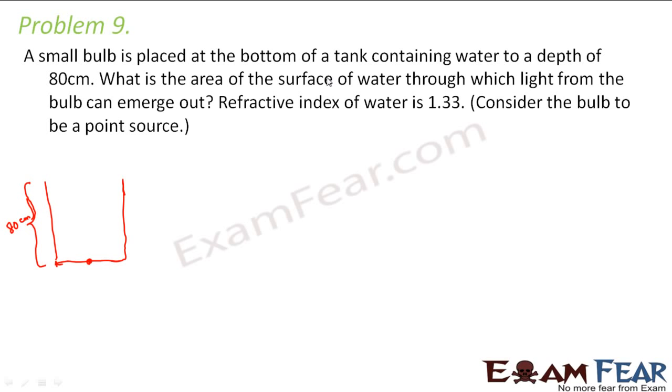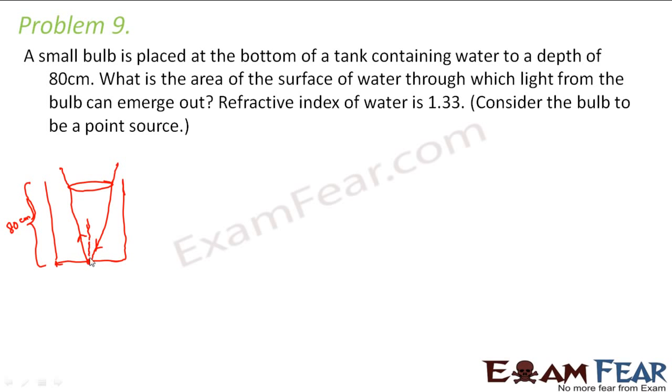What is the area of the surface of water through which light from the bulb can emerge out? The light of the bulb will emerge out somewhat like this, so we have to calculate the area of the surface of the water. How will the light emerge out in this way? This is possible only if this light ray enters, suffers total internal reflection and goes out.